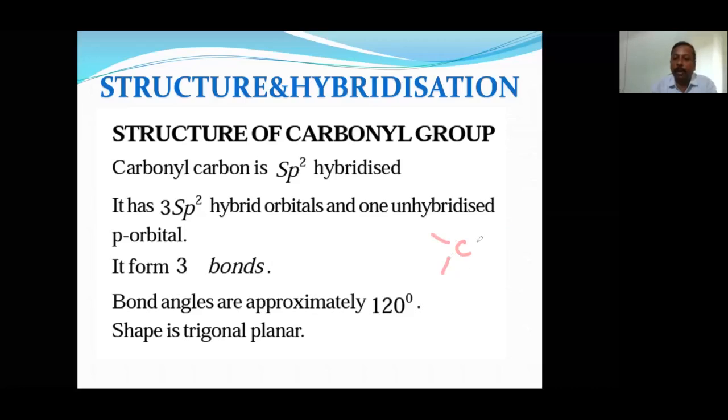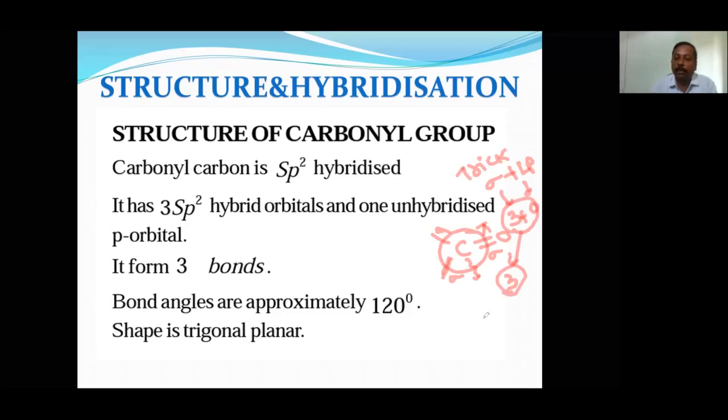This is the carbonyl group, and here the carbon is attached with a total of four groups: one, two, three sigma bonds and one pi bond. Already I told you the trick. What is the trick? Number of sigma bonds plus lone pairs. So here the number of sigma bonds is 3. Lone pairs are 0. Therefore, total 3 plus 0, the answer will be 3. So the answer 3 means hybridization will be sp2 hybridization.